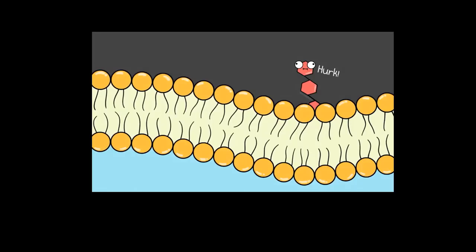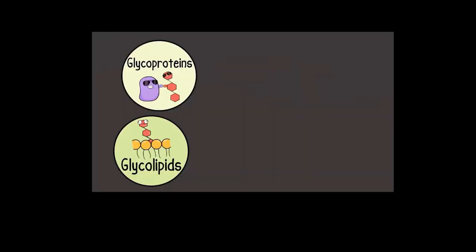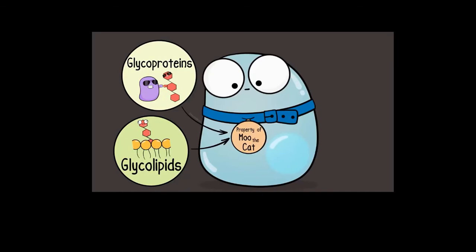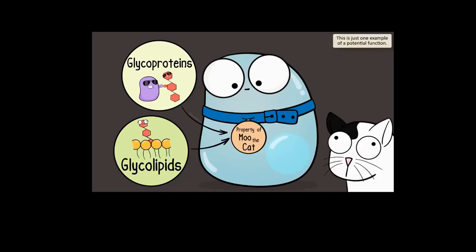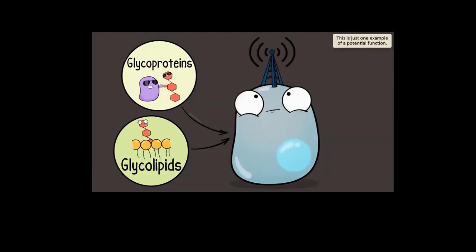If the carbohydrates attach to a phospholipid, you could have what's called a glycolipid. Glycoproteins and glycolipids can identify the cell as belonging to the organism, self and non-self recognition, which is very important when you're fighting pathogens. They can also be involved in many kinds of cell signaling.